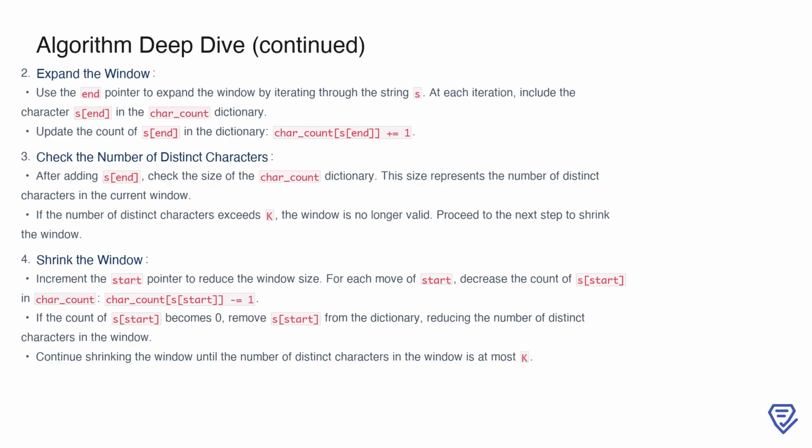Now, we need to check if the number of distinct characters in the window has exceeded k. The size of the char_count dictionary tells us how many unique characters are in our window. If this size is greater than k, the window becomes invalid, and we need to shrink it. To do this, we increment the start pointer, reducing the window size. For every move of start, we decrease the frequency of s[start] in the dictionary. If the frequency of a character drops to 0, we remove it from the dictionary entirely, which reduces the number of distinct characters. We continue shrinking the window until it meets the condition of containing at most k distinct characters.